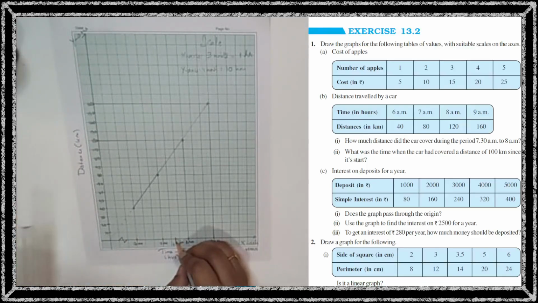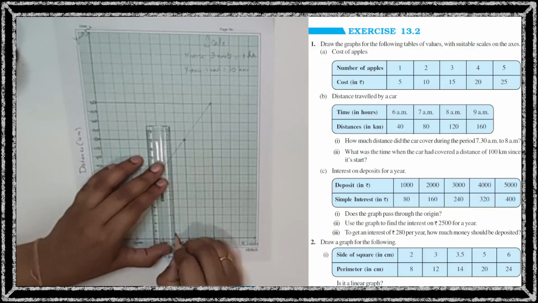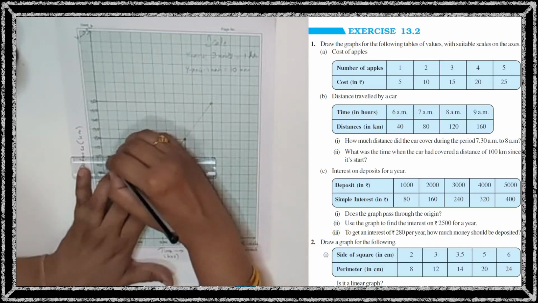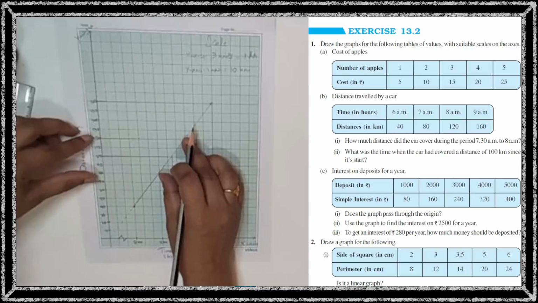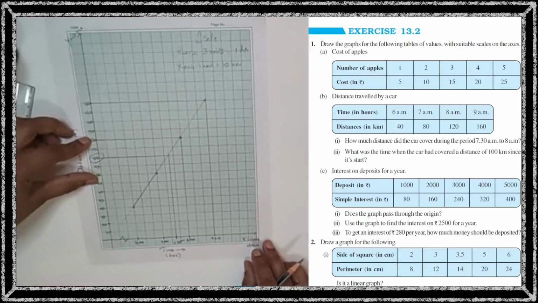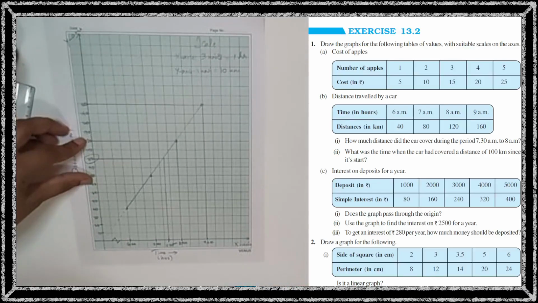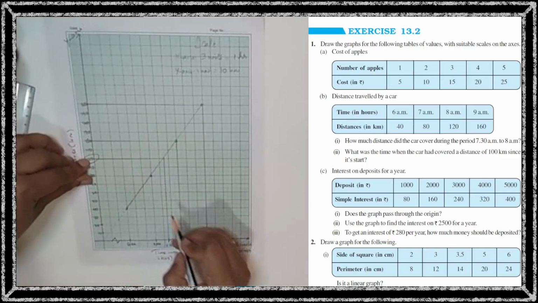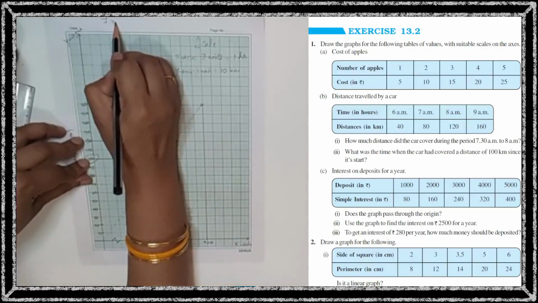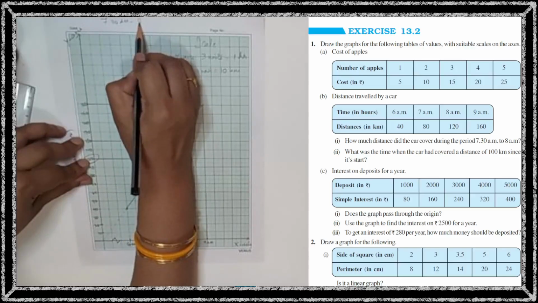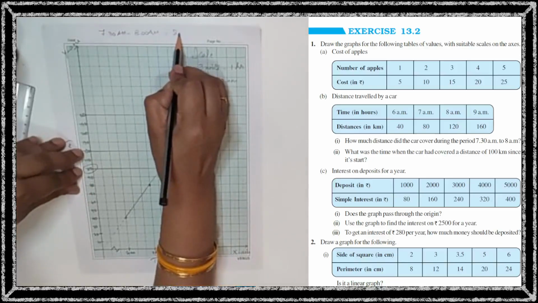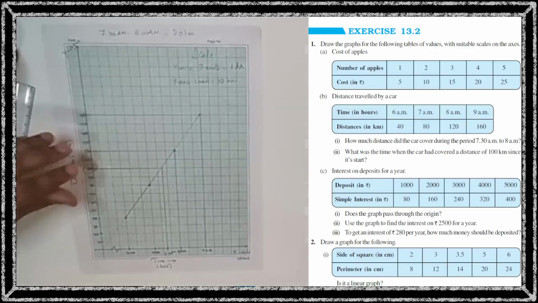So if you go with this, you will see that it has covered... naturally, it will be the midpoint of these two, which is nothing but 100, right? So you will see that at 7:30 it is at 100 and at 8 o'clock it is at 120. So from 7:30 to 8, it has covered a distance from 100 to 120, which is 20 kilometers. So that is your answer.